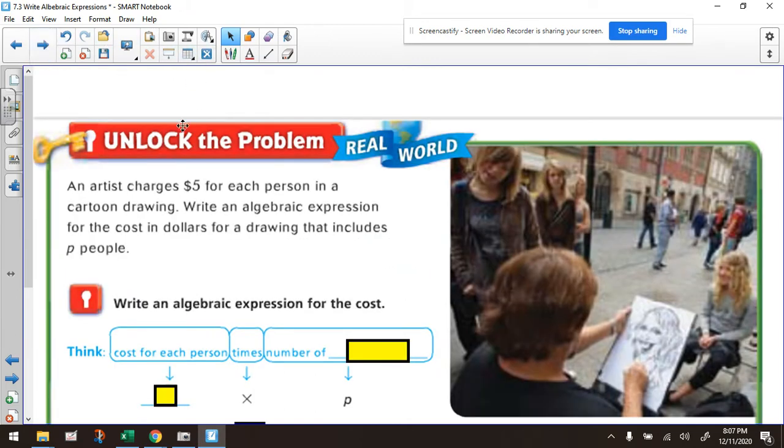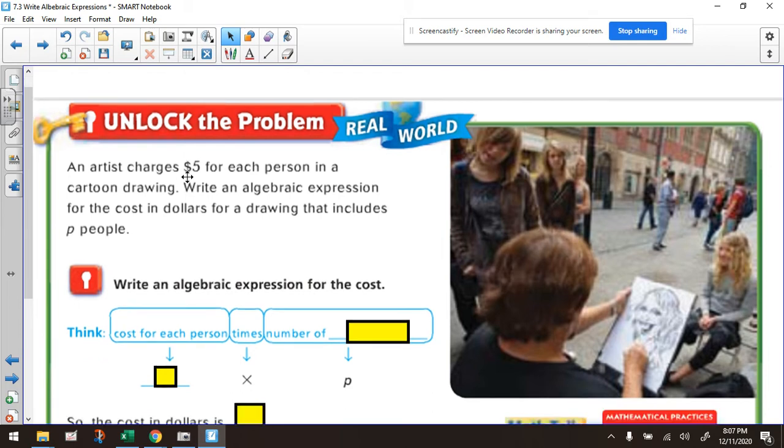All right, so if they wanted you to write an algebraic expression for the cost, let's read this and try to dissect it a little bit. It says, an artist charges $5 for each person in a cartoon drawing. Write an algebraic expression for the cost in dollars for the drawing that includes P people. So when they give you the variable, that means you have to use that. And you also have to ask yourself, what's really happening here? I like to even think of a hypothetical number of people and ask myself, well, what would I do if, let's say I had 3 people? What would I do with the 5 and the 3?